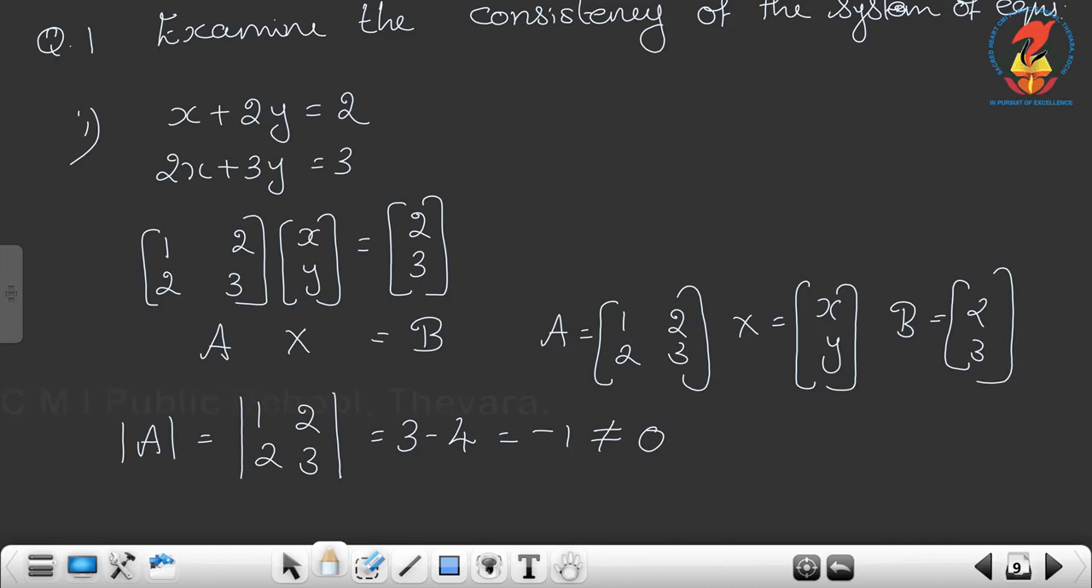So the system of equations is consistent. Why is the system consistent? Consistent means if a solution exists, that is known as consistent. So here determinant A not equal to 0 means a unique solution exists. That is the condition. So the system is consistent. Clear this one?